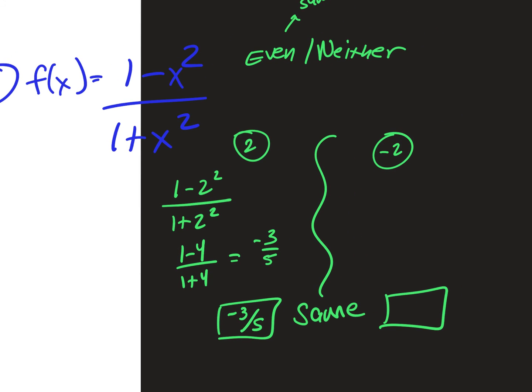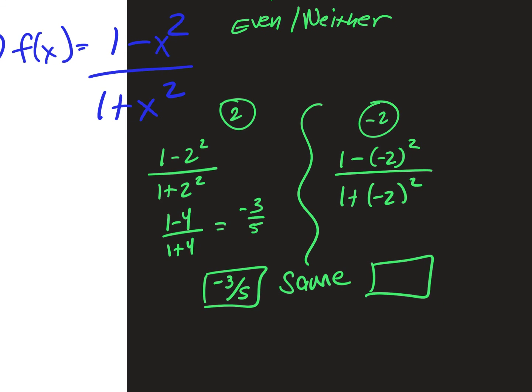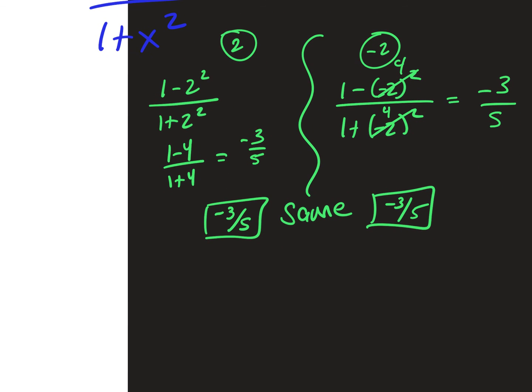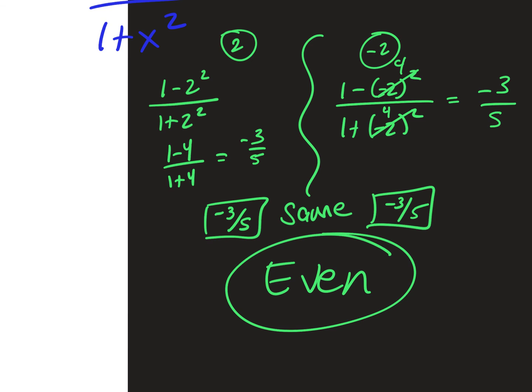So same thing. I'm going to plug in 1 minus negative 2 squared over 1 plus negative 2 squared. What is negative 2 squared? 4. And 1 minus 4 is negative 3. And 1 plus 4 is? Okay, so I got negative 3/5. What did you just show me? Those are the same, right? So Sam just told us this function is even. Very good. Good job.